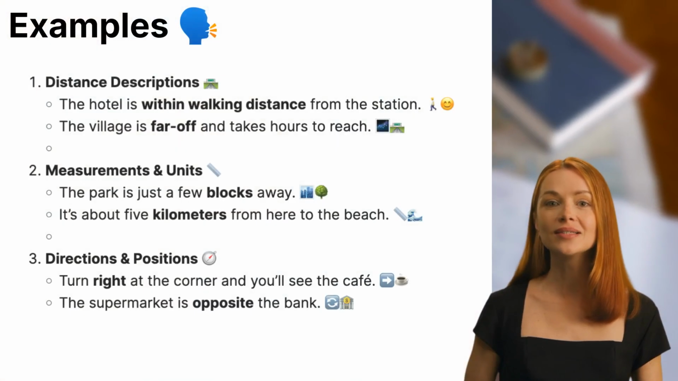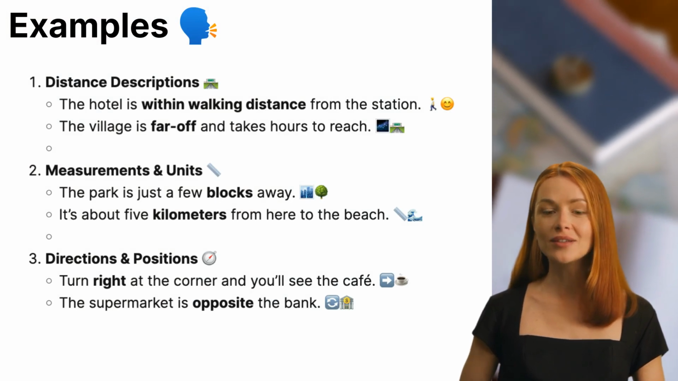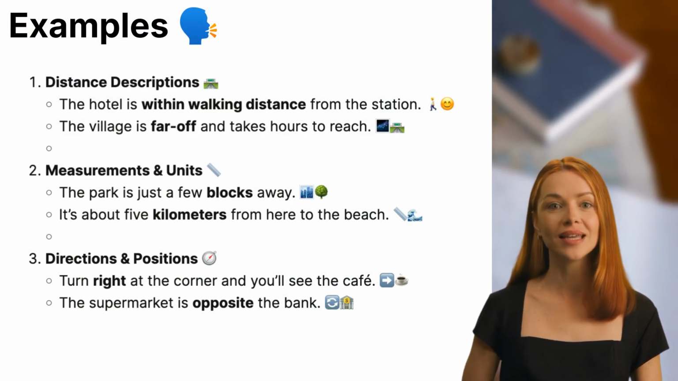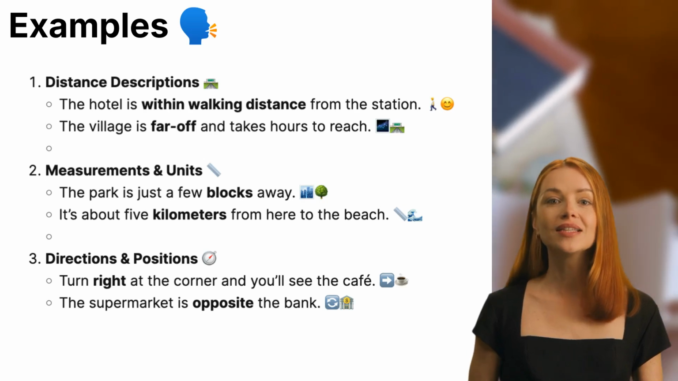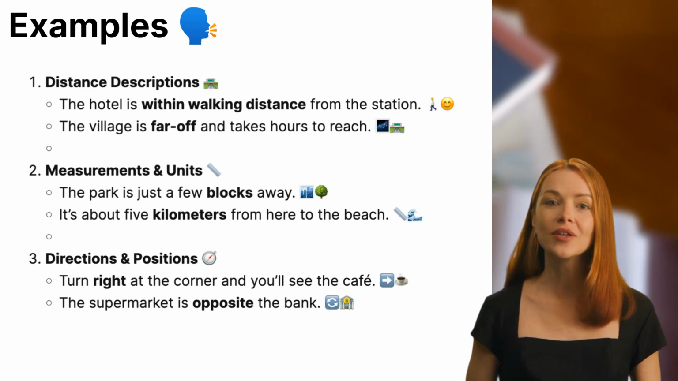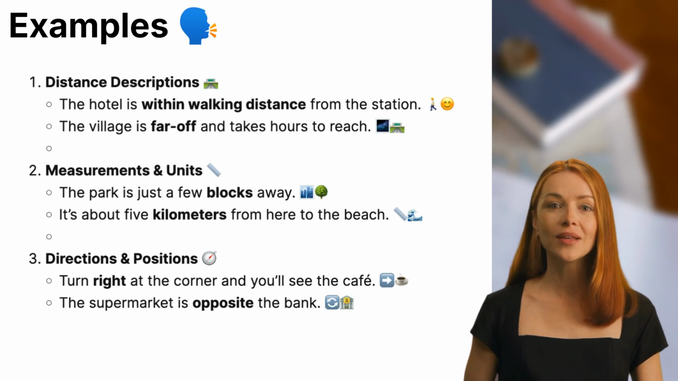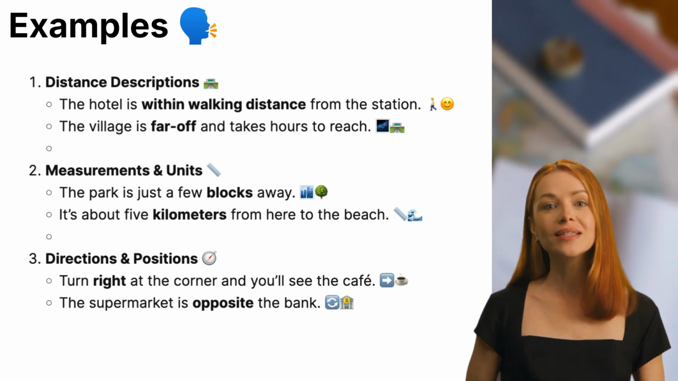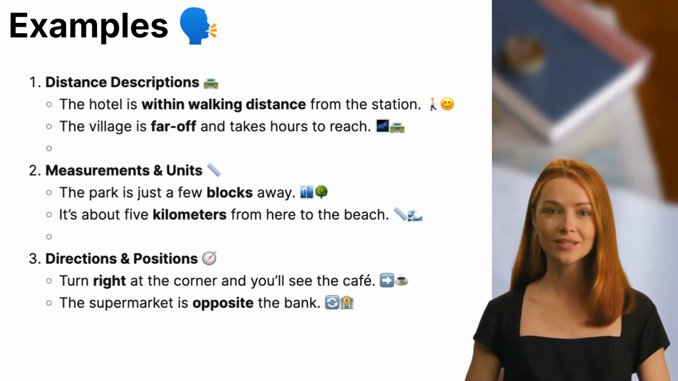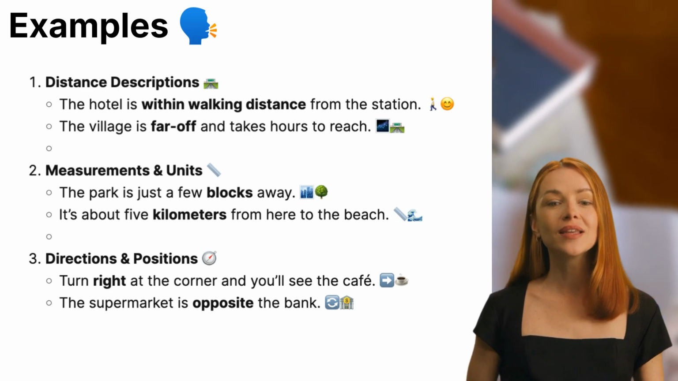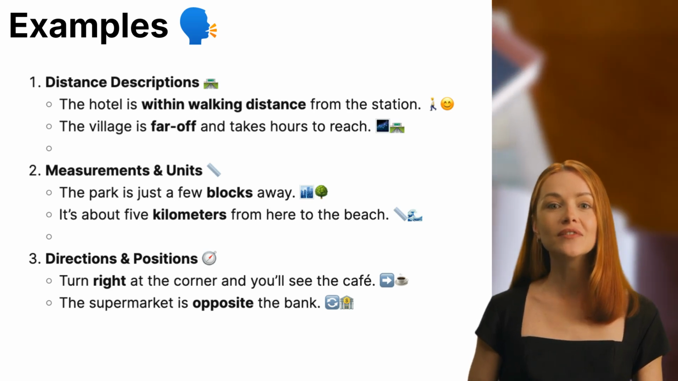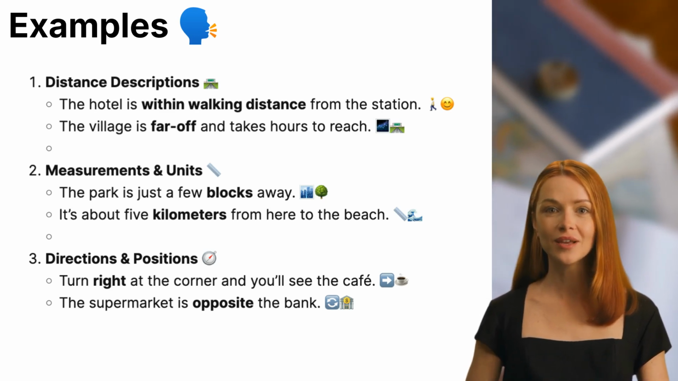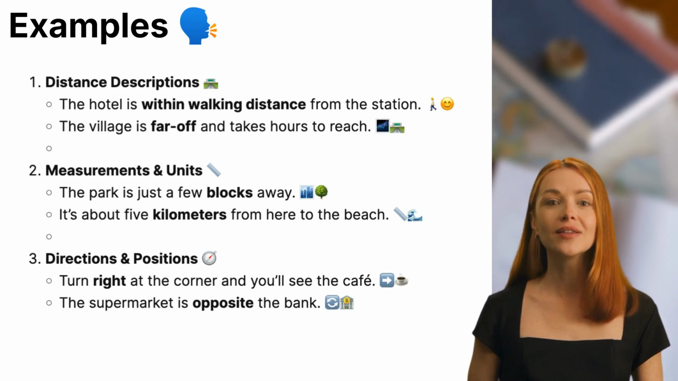Now that we've gone over essential vocabulary, let's see how these words are used in real-life sentences. These examples will help you understand how to use them naturally in conversation. 1. Distance descriptions. The hotel is within walking distance from the station. Within walking distance is a common phrase to describe a place you can easily walk to. It's useful when recommending locations to someone. The village is far off and takes hours to reach. Far off is a good way to describe a remote or distant place that is hard to get to.